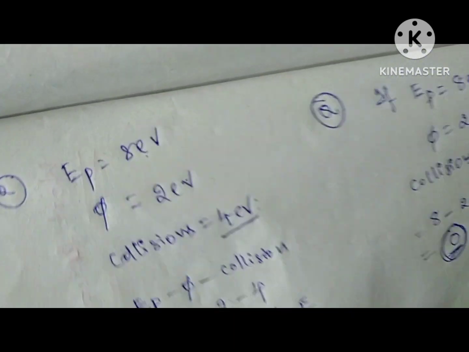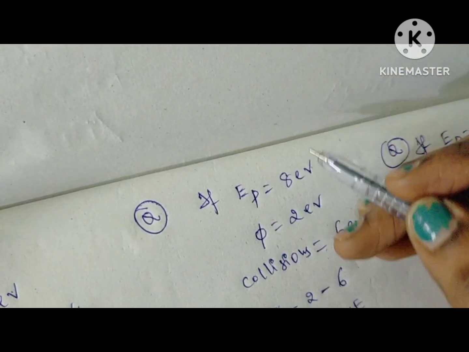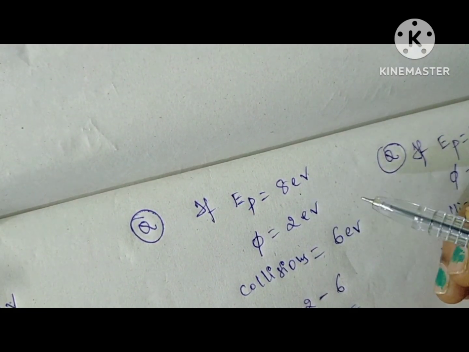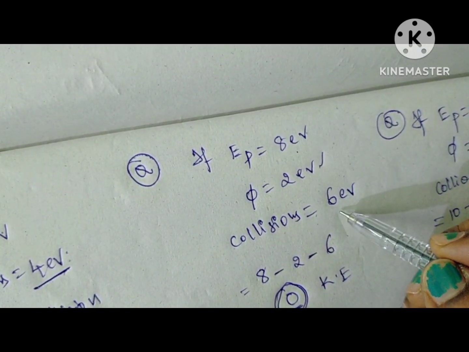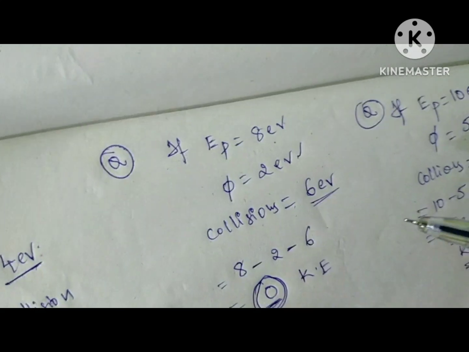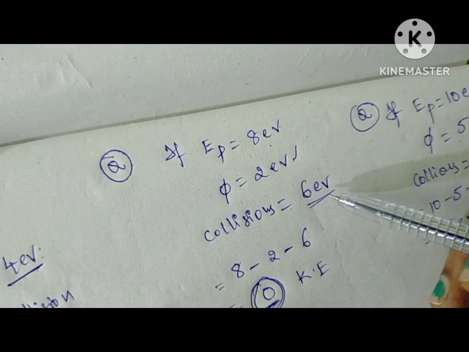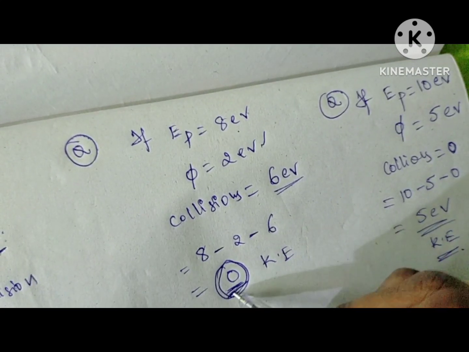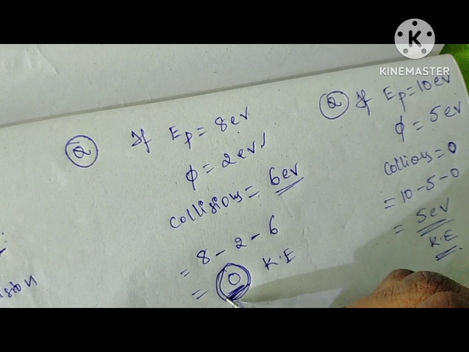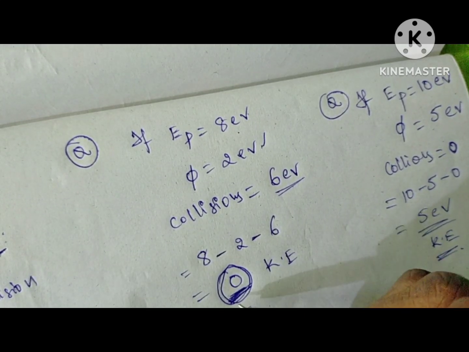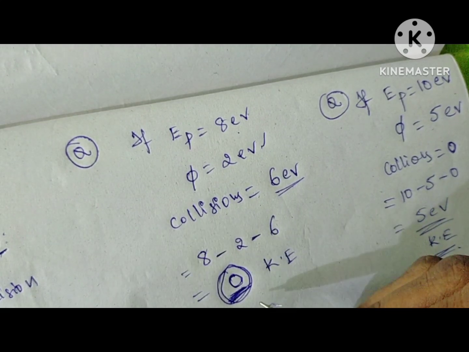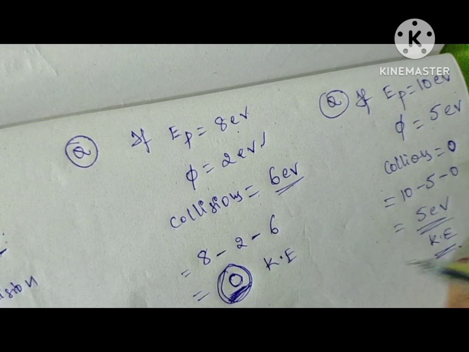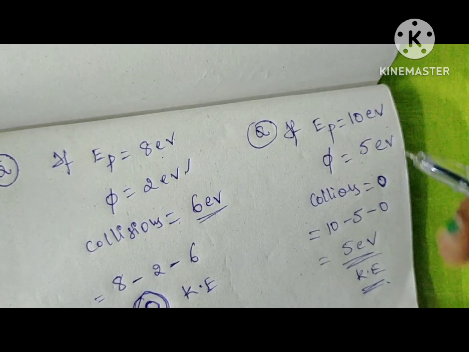So let's see one more problem. The energy of photon is 8 electron volts. Work function is 2 electron volts. Collision is 6 electron volts. So 8 minus 2 minus 6, that is 0. So there is nothing. So 0 energy is converted into kinetic energy. Let's see one more problem.